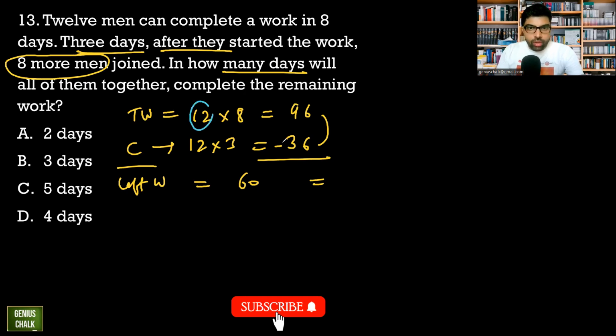So earlier there were 12, so now there are 20 men. They will finish this work in 3 more days. So this is my answer. It says complete the remaining work, not the overall work, right? So 3 days is my answer.